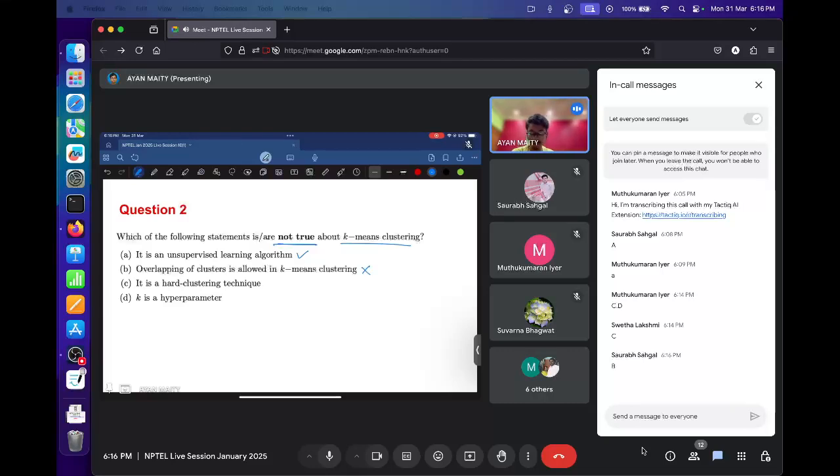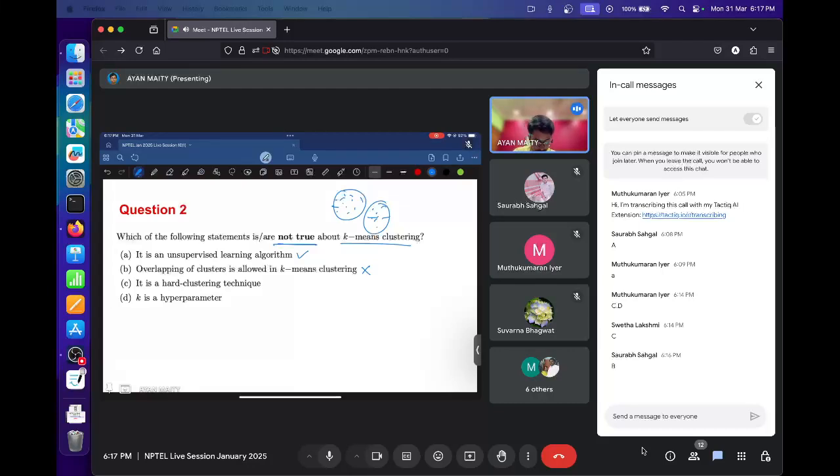Each cluster is distinct. So if these points represent one cluster and these points represent another cluster, these clusters cannot overlap like this. Clusters are non-overlapping in nature. So each data point belongs to only one cluster. So option B is not true, that overlapping of clusters is allowed in k-means clustering.